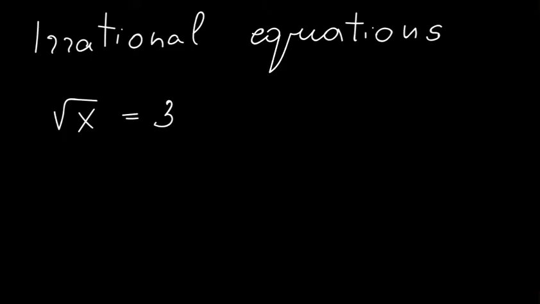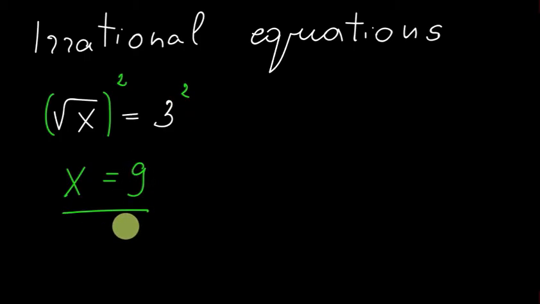So let's do just that. Let's square both sides, and what do we get now? We get that x is equal to 3 squared, and that is 9. And this is our answer.